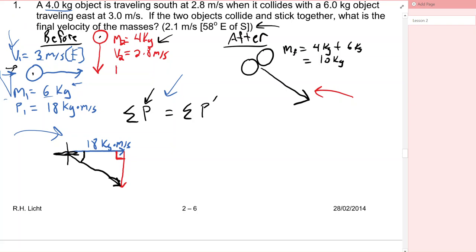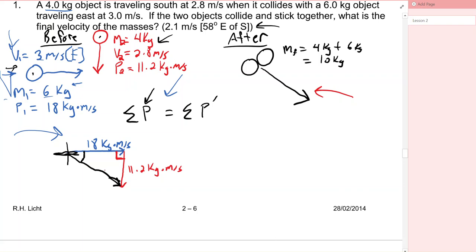Okay, so the momentum here, so P2, is going to be equal to 4 times 2.8. So that's going to be 11.2 kilograms times meters per second. Okay, so that's what this is. 11.2 kilograms times meters per second. If you see where I'm going with this, guys, I'm going kind of slow, but if you see where I'm going with this, fast forward, finish the question, see if you can do it on your own.